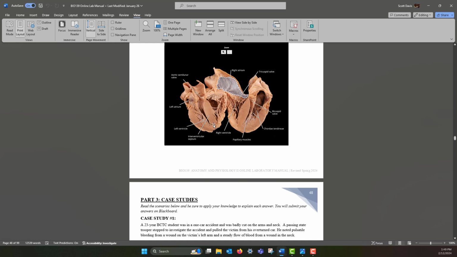Now, this is that wall that separates the right and left ventricle. It's called the interventricular septum. This is a thick wall, but this is not one of the walls that we're using for orientation. This is just there to separate right and left ventricles.